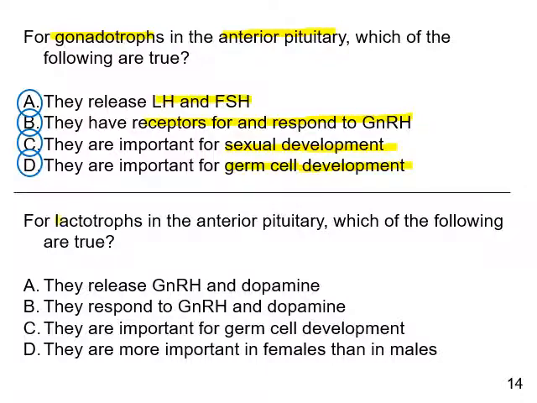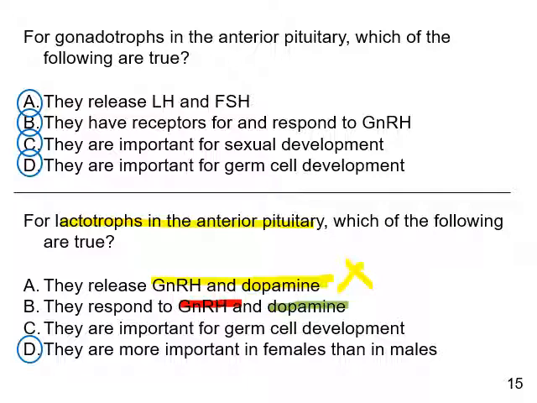For lactotrophs of the anterior pituitary, which of the following are true? Let's go through them one at a time. The lactotrophs do not release GnRH and dopamine. They respond to dopamine, but they release prolactin. So this is a false statement. They respond to GnRH and dopamine. Well, they do respond to dopamine. That's a true statement, but they do not respond to GnRH. So that's a false statement, so that's wrong.